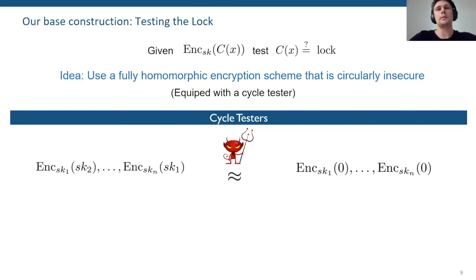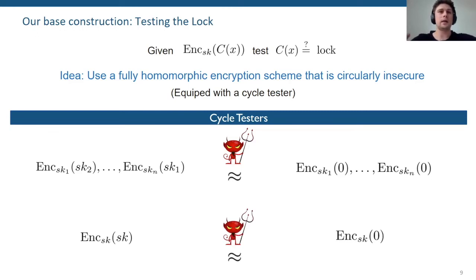The attack algorithm is able to differentiate between these two situations. I'm calling this an attack because previously cycle testers were considered as attacks. Previous research was focused on constructing such cycle testers to show that CPA security does not imply circular security, and cycle testers were a way to show counterexamples for this implication. Now in this talk, I'm going to simplify and show a lockable obfuscator that uses a one-cycle tester. In particular, it is going to differentiate an encryption of zero and an encryption of its own secret key, an encryption of SK under SK.